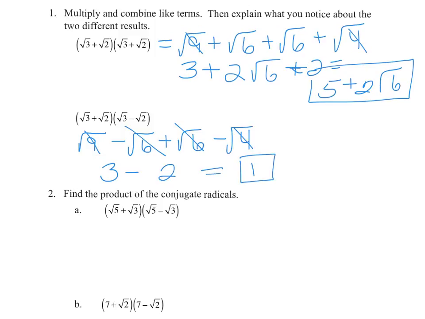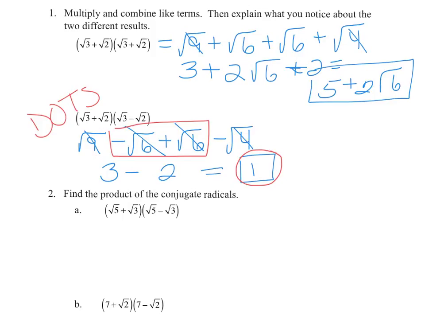So if you take a look, this actually was a difference of two squares. And when I multiplied by the difference of two squares, the 2 in the middle, when doing double distributive property, canceled out. So I no longer have a radical. Let's take a look at that a little further with number 2a. Find the product of the conjugate radicals. Conjugate means that the first binomial and the second binomial look exactly the same.